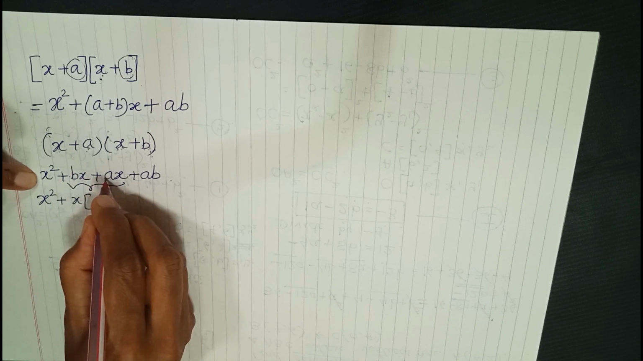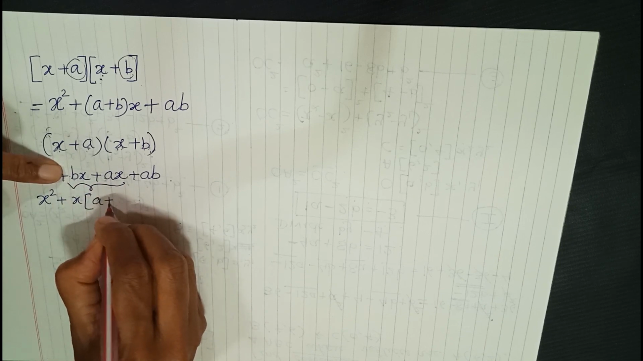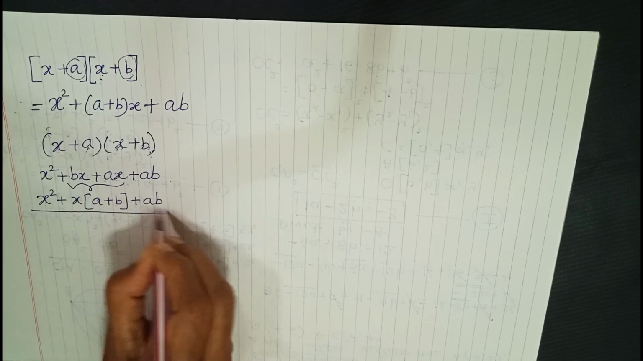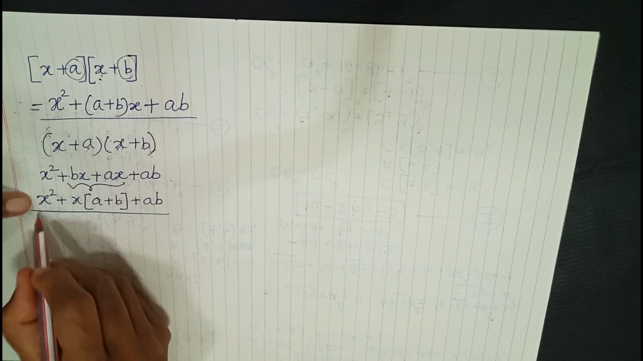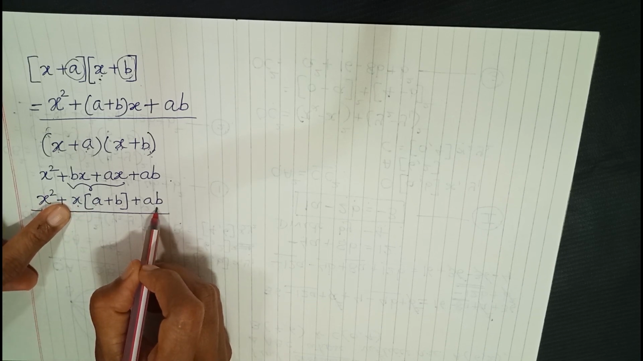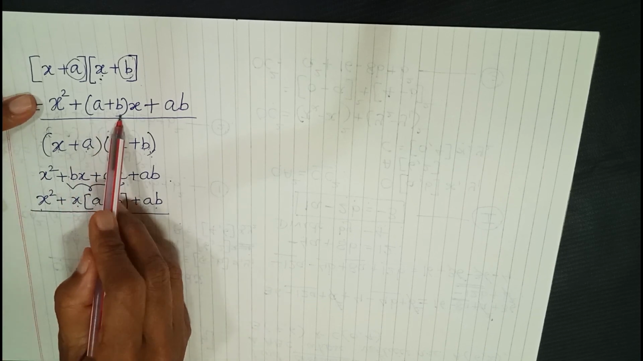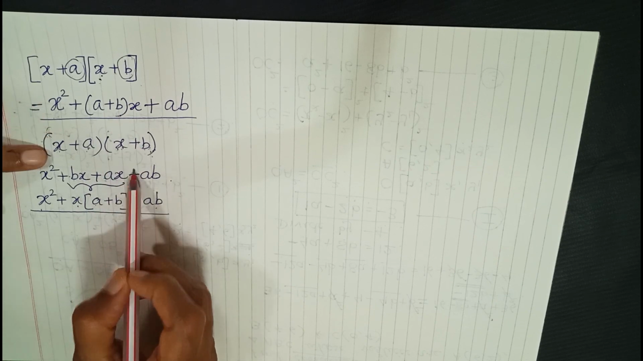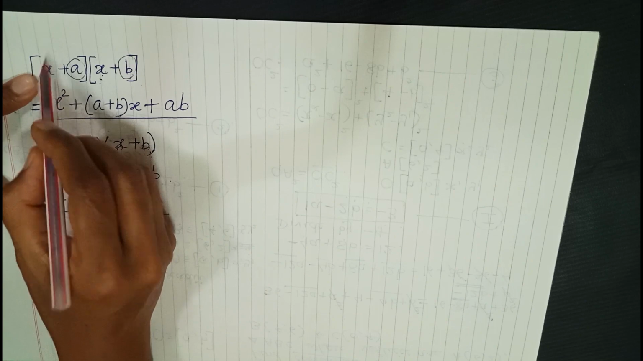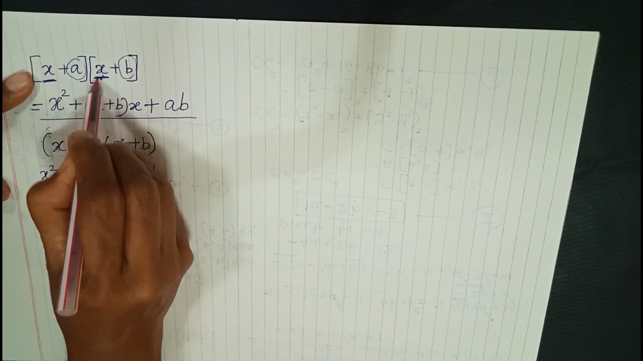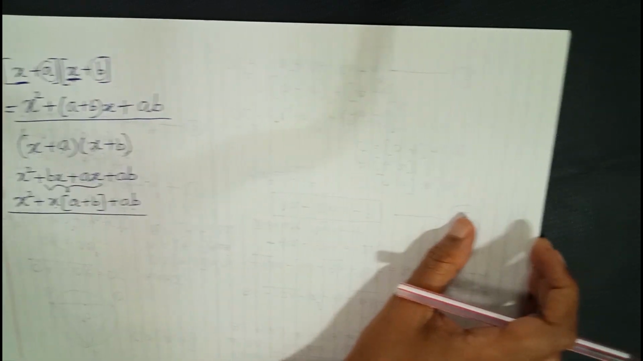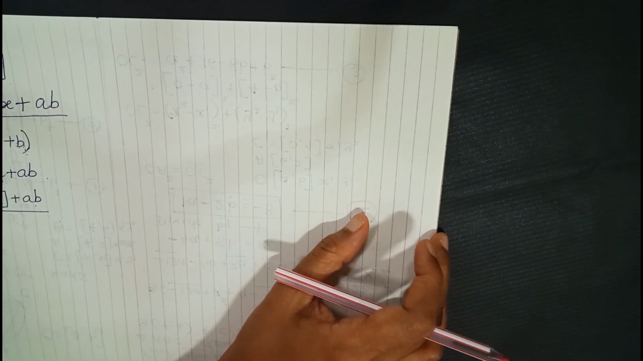What will remain inside is b plus a, or I can write it as a plus b, and the last term is ab. So you can see we got this formula: x square plus a plus b into x plus ab. Why do we use this formula? We are saving steps. We don't want to open the brackets and multiply. If the first number is same in both the brackets, we can definitely use this formula and get our answers in very short steps.